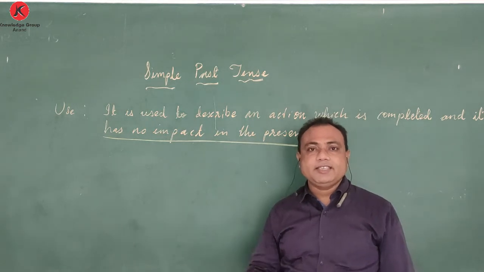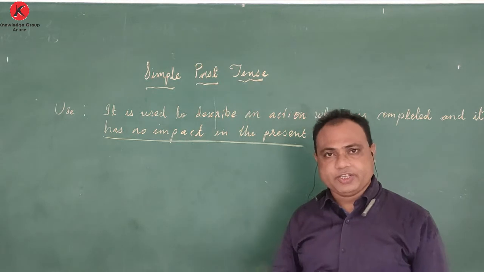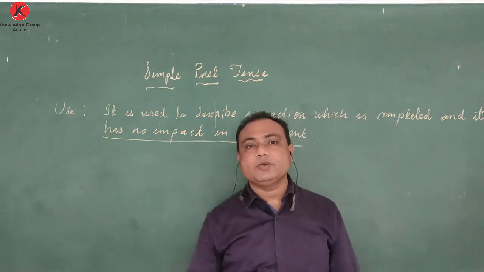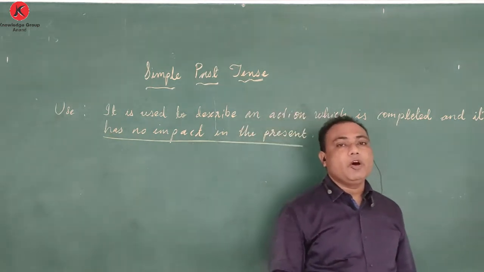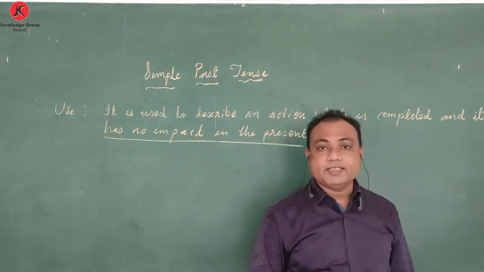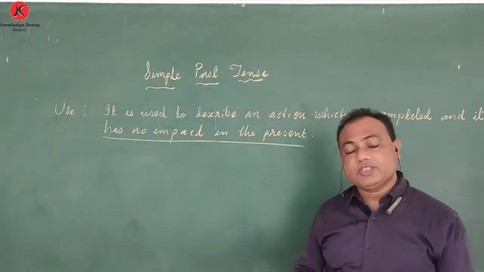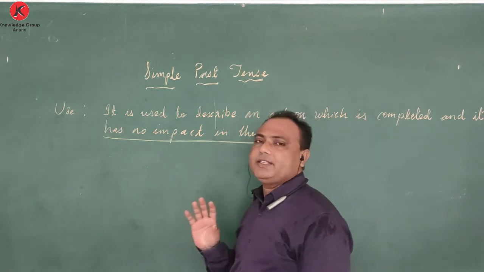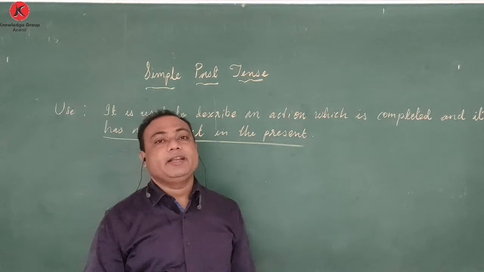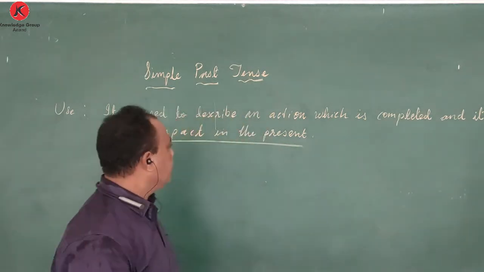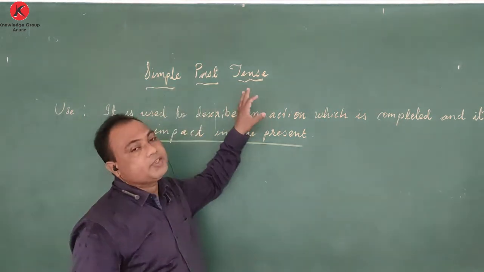But certain things that happened yesterday, or the day before, or a week ago, a month ago, those particular events will not have any impact in the present. Right now, those activities, actions which are completed, have no impact in the present. When there is no impact in the present, then definitely you have to use that particular sentence in simple past tense.